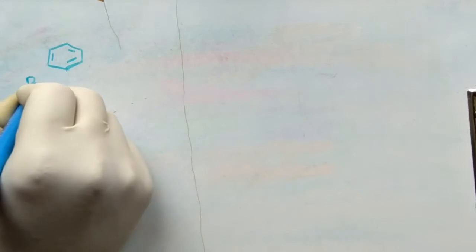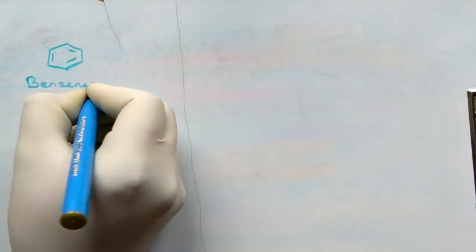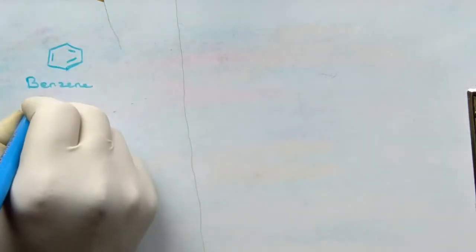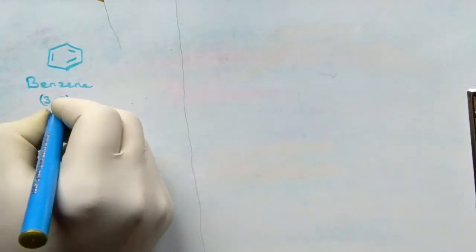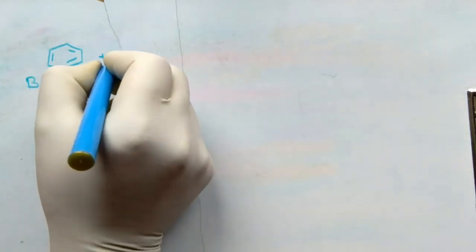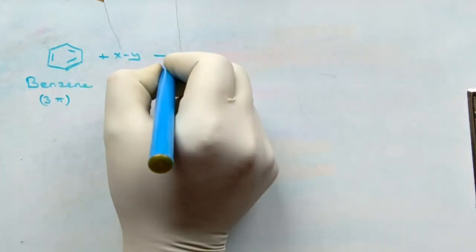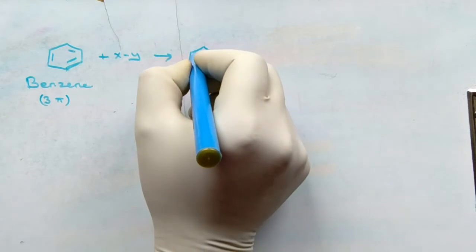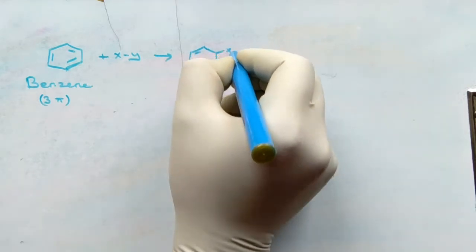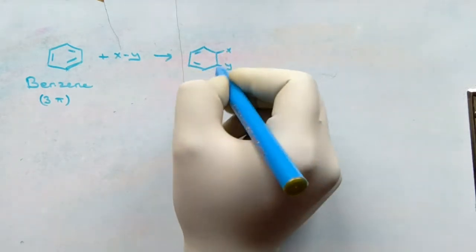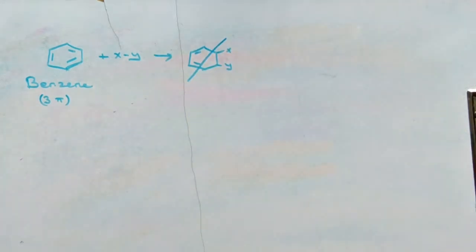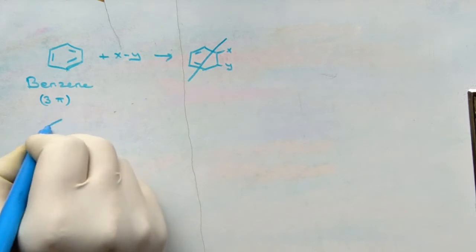This compound is called benzene. And it has 3 pi bonds. When it reacts with XY, we may think that we can get a product like this. One pi bond will be replaced by X and Y. But actually we won't get a product like this, because benzene will not undergo addition reaction like this.